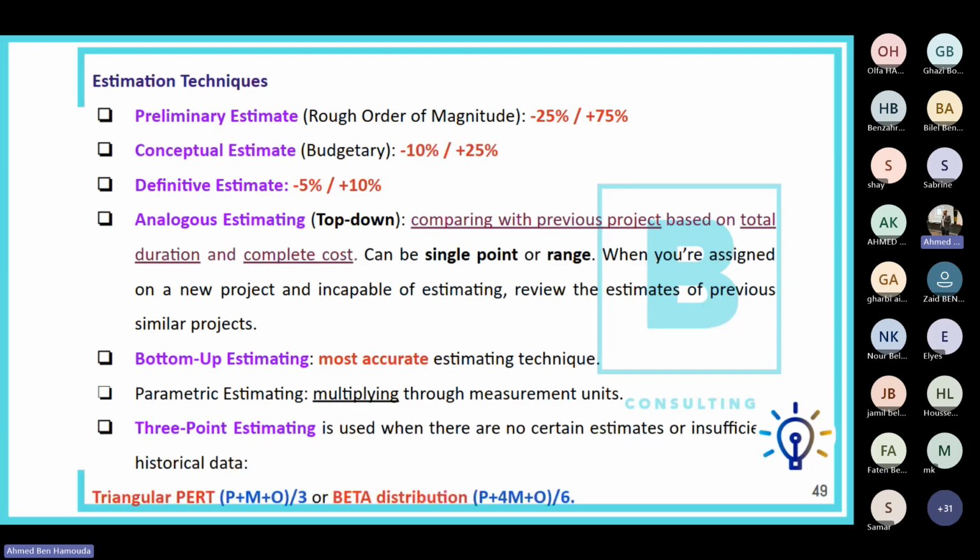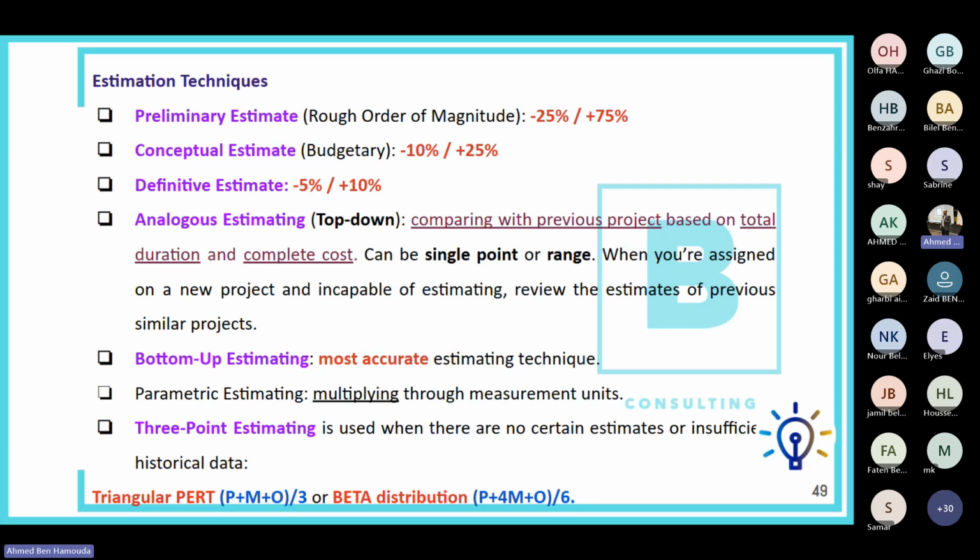Okay, for the estimation techniques, we need to understand the meaning of preliminary estimate. That's a rough order of magnitude with an optimistic minus 25% and a pessimistic plus 75%. More precise is the conceptual estimate, with a range of minus 10% as optimistic and plus 25% as pessimistic. And usually a definitive estimate should be almost accurate, with a fluctuation of minus 5% optimistically to plus 10% pessimistically.